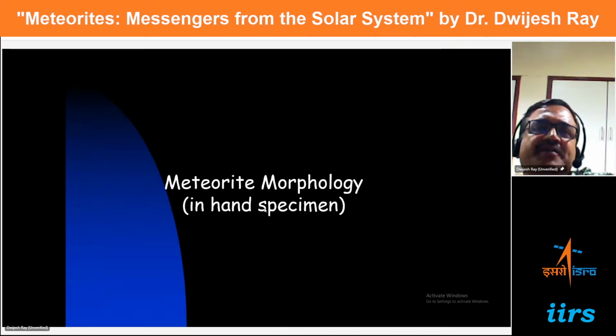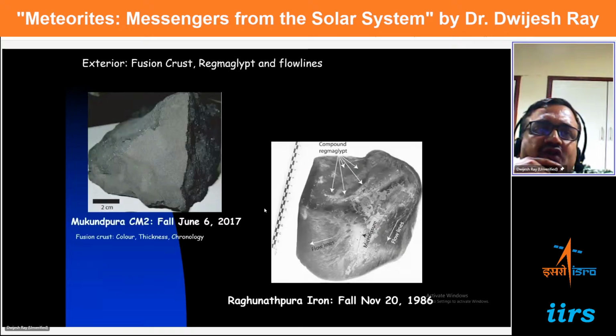Now morphology. As you know, the meteorite is a solid object coming through the Earth's atmosphere, so the outer portion gets burnt and you get this kind of fusion crust. You will also get thumb-like impressions, which we call regmaglypts. They can be simple or compound. Another interesting part is the flow lines, which help us identify which one is the frontal side and which one is the rear side.